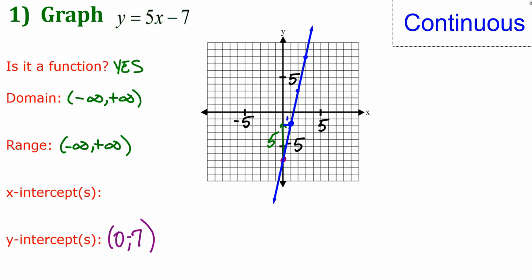The next question is, do we have any x-intercepts? Remember, x-intercepts are places where it crosses the x-axis, and when that happens, it means the output is 0. And we can see on our graph that it's happening here. We just don't know exactly where because there's no grid point. Well, never to fear, we still have a way to solve. Since the output is 0, that means we can go to our function, and here where our output is, we could put a 0 in its place. So we're going to think about 0 equals 5x minus 7.